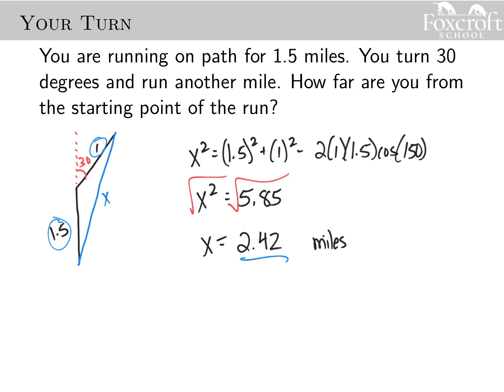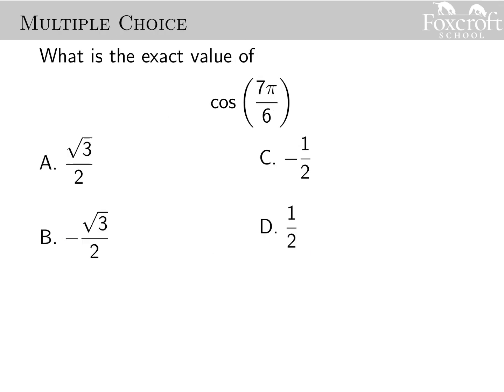All right, so for your multiple choice question, it's kind of hard to give an entire one of these as a multiple choice question. So just something from the past. What is the exact value of cosine of 7 pi over 6? All right, so if you can remember how to do these sine and cosine values, especially if they're not in quadrant 1.